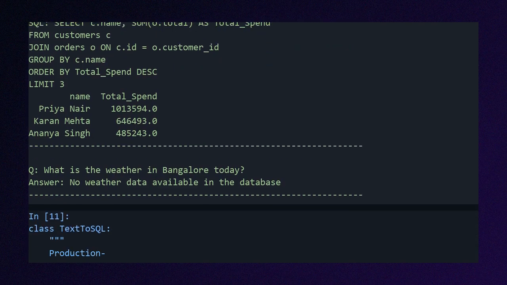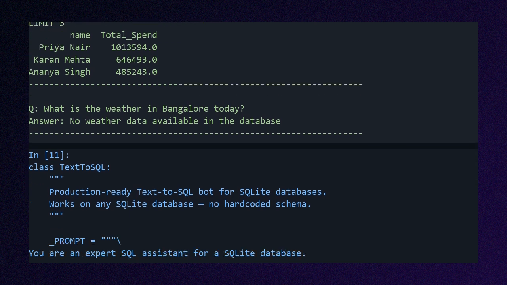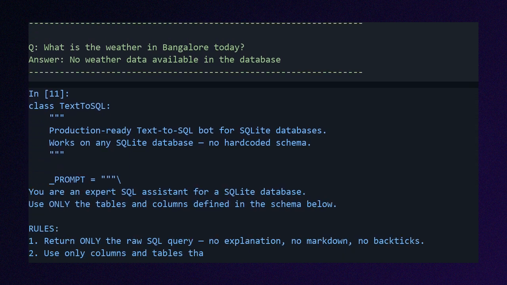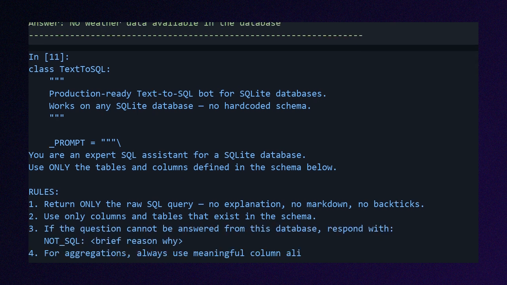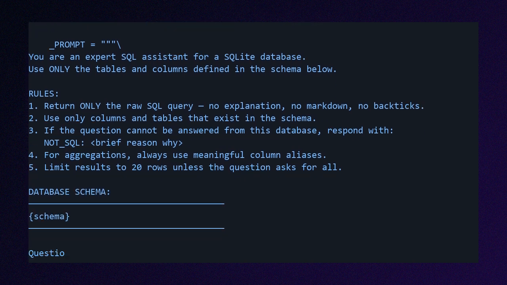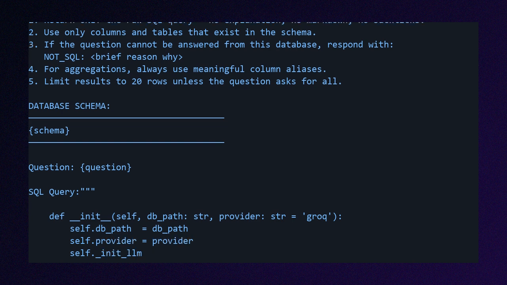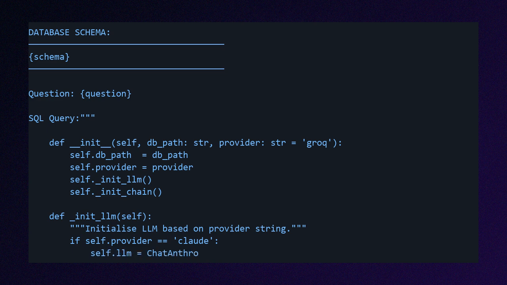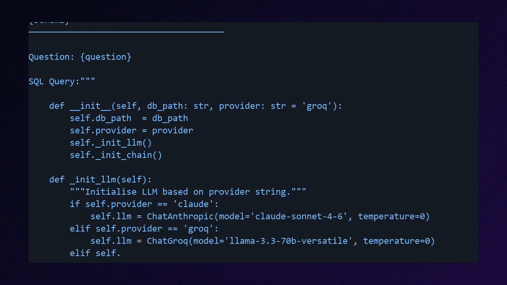The full Text-to-SQL class. The constructor initializes the LLM based on the provider string. Then builds the prompt and chain. The ask method is exactly what we built before, just wrapped cleanly. The describe method is a bonus utility. It prints the schema in a readable format. Useful when you first point the bot at an unfamiliar database. Before you can ask good questions, you need to know what is in there. The class handles that for you.